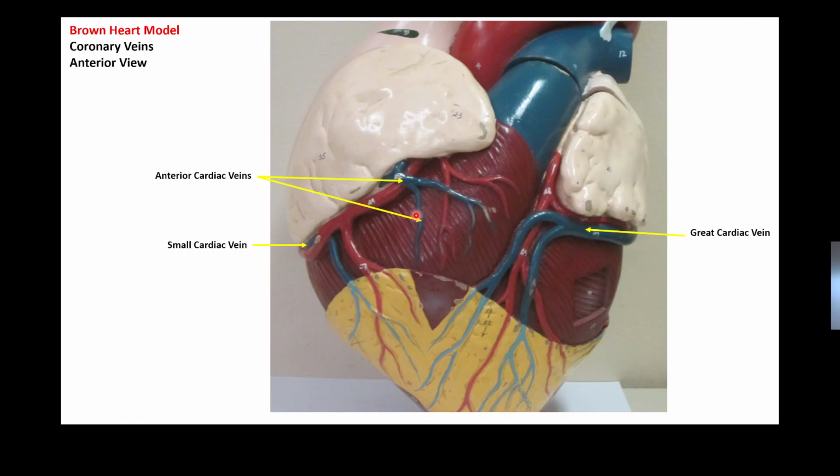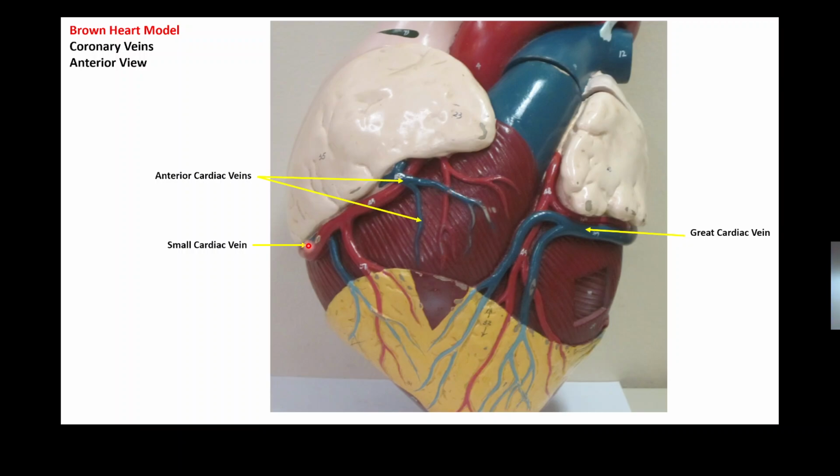Then these two here are the anterior cardiac veins. And then over here, this little guy on the side is the S. That's the small cardiac vein. So all the blood now is going to be going this way. The veins are bringing the blood back to the heart. That blood is going to go this way. Okay? G, A, S.